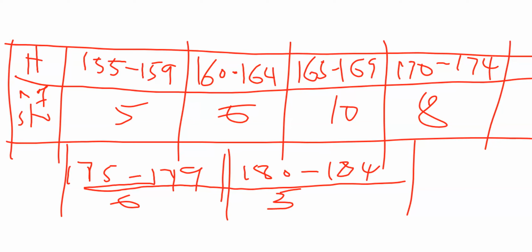Yes, 160. Are you sure? Is it what is the upper class limit of the second class? What is the second class actually? The second class is 160 to 164. So what is the upper class limit? Okay, 164. Better. Okay, one is answered. So B, the lower class limit is what? 160. Good.